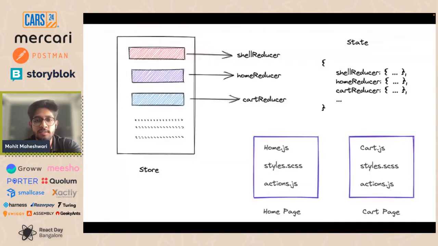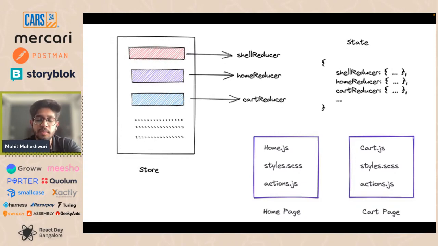If you look at this diagram, we have a store. This store has multiple reducers, namely the shell reducer, or you can also call it the app reducer, the home reducer, the cart reducer, and there are other reducers as well. Traditionally, when we create pages in a React and Redux application, each page most often brings along its own reducers and its own actions. We typically import all the reducers in one place, combine them using combineReducers, and initialize a store with it, regardless of whether we actually need all the reducers at one go or not.